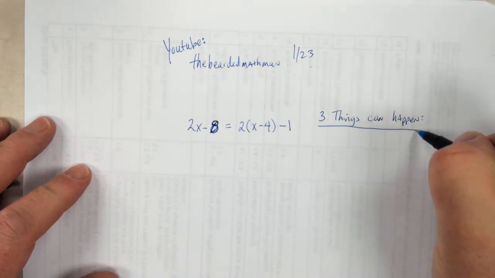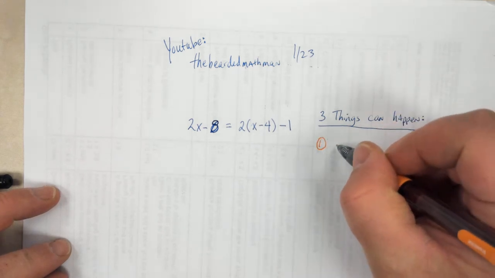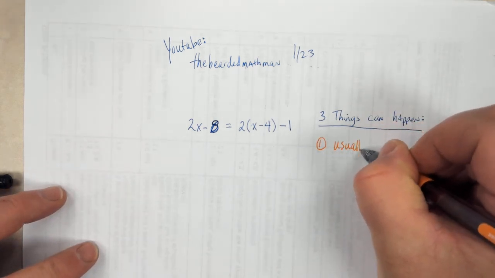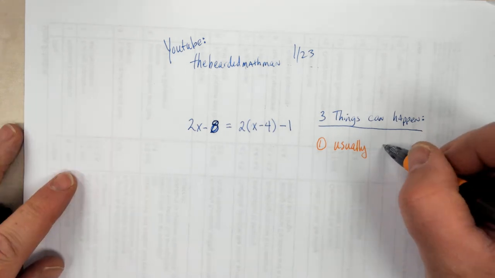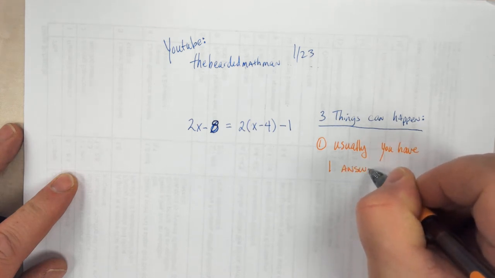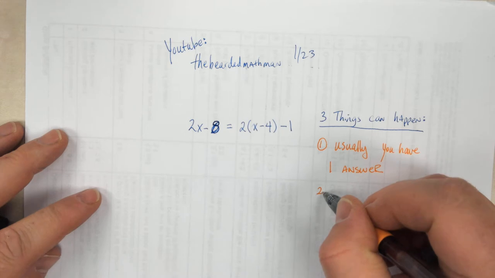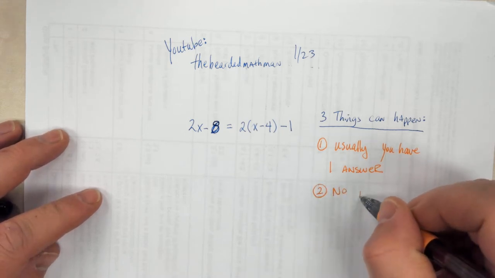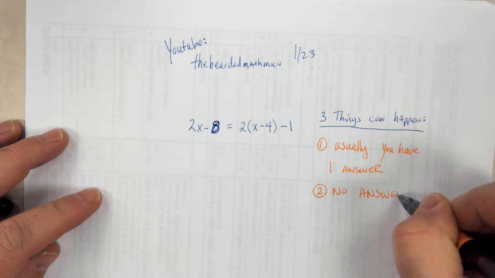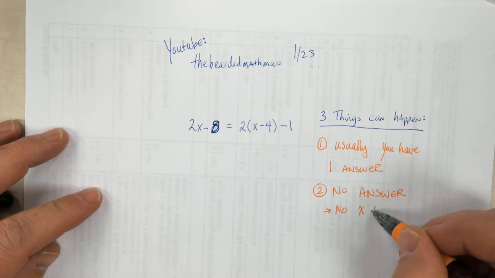So this isn't hard to understand, but it's going to be one of those things that you forget. But I hope not. So number one, most common, usually, and this is what happened all day today, you have one answer. That's what happened all day today. We ended up solving and x equals a number. No problem. Sometimes you have no answers. Like, there's not a value. That means there's no x that makes it true.